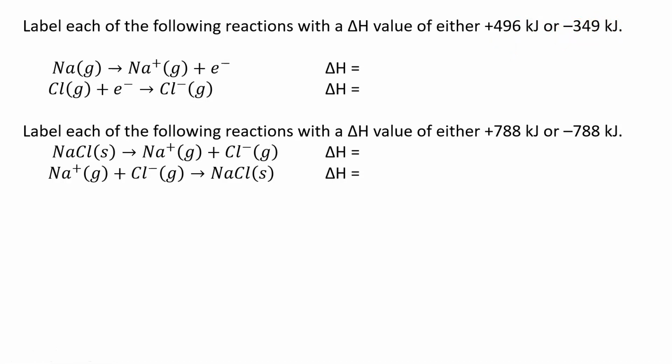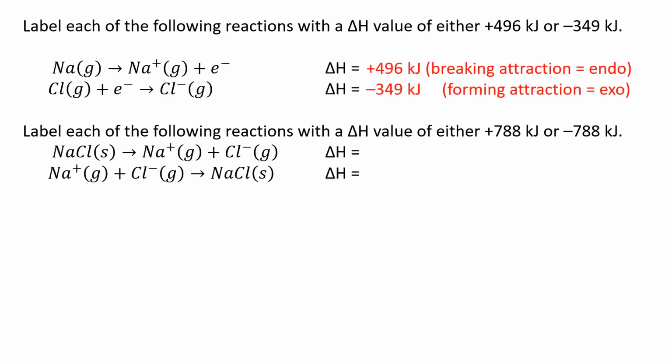By the way, I'm going to go through these questions with you. In the future, you'll want to be able to answer them on your own, and if you feel like you can answer it anyway, pause the video, check the answer, and see how you did. So sodium becoming a sodium ion and giving off an electron is a positive delta H. It's an endothermic process for sodium to give off an electron to become a positive ion. And chlorine, when it gains an electron, releases energy. It forms the attraction. It's an exothermic process, so that would have a negative delta H.